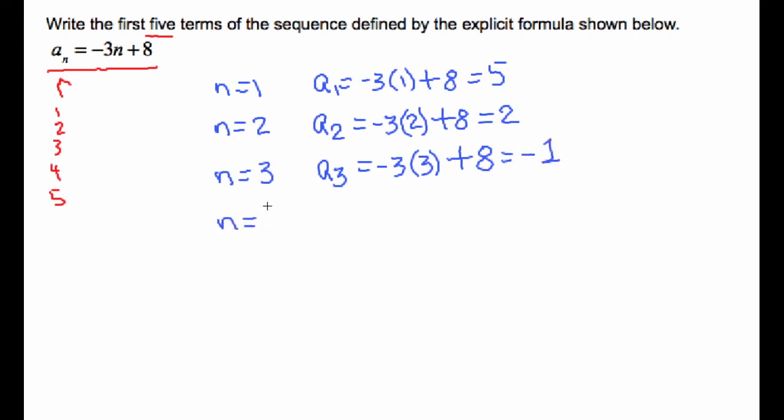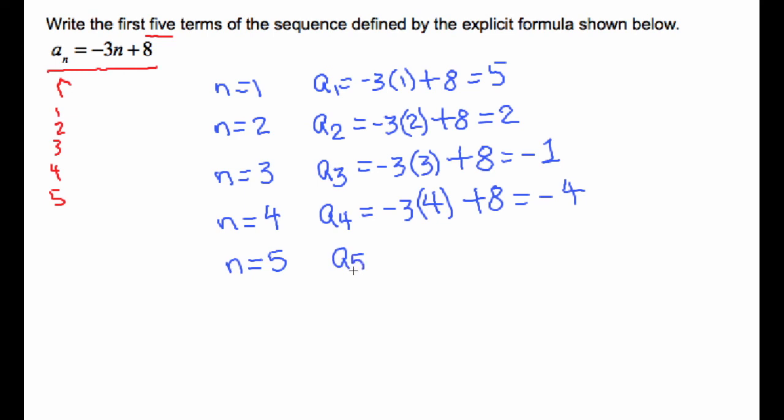When n is 4, this will enable us to find a sub 4. The calculation would be negative 3 times that same 4 plus 8, and that gives us the calculation of negative 12 plus 8, which is negative 4. Rounding out our fifth term, n would be equal to 5. This will enable us to calculate a sub 5. We'll take negative 3 times that same 5 plus 8. And that's negative 15 plus 8, which is negative 7.